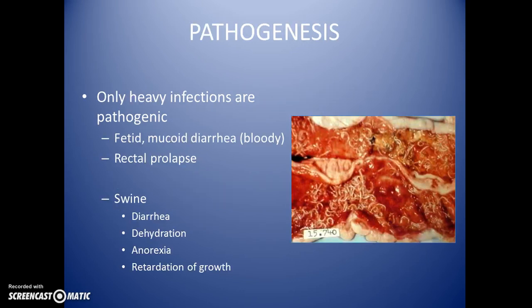So pathogenesis, only heavy infections are really going to cause a problem. So for instance, in a heavy infection, you might have fetid mucoid diarrhea. Fetid means pungent, nasty smell, basically. So fetid mucoid diarrhea that may contain blood.